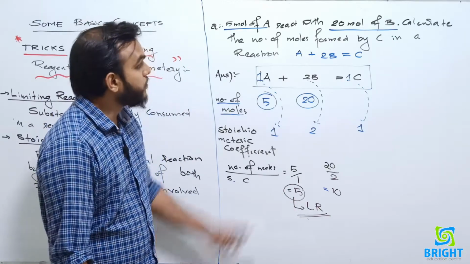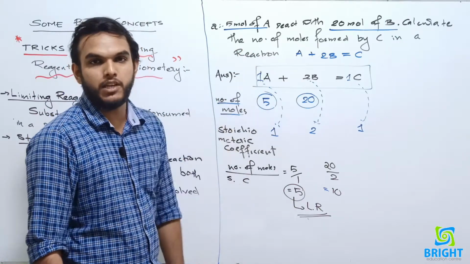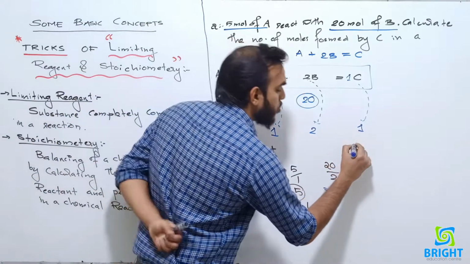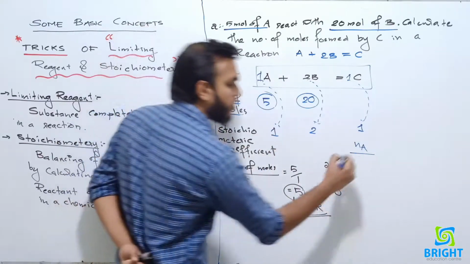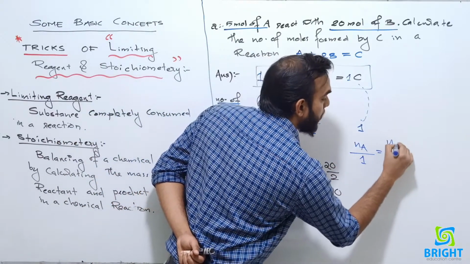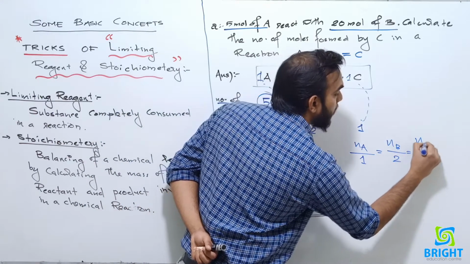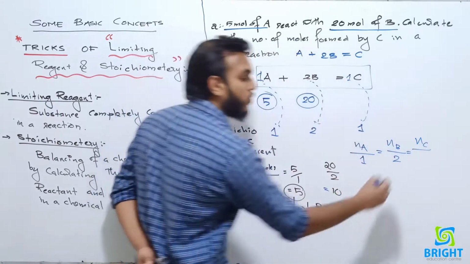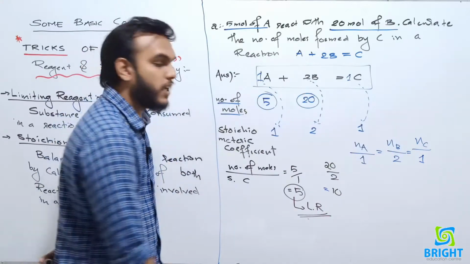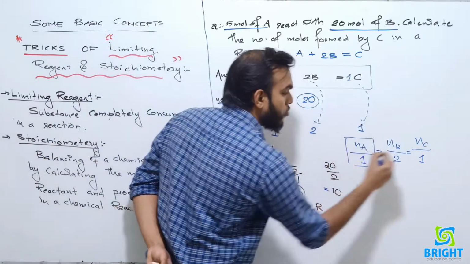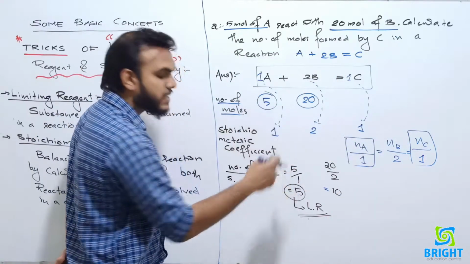You got it? Then the question asks to calculate the number of moles of C formed in the chemical reaction. So to calculate the number of moles, I am writing this equation: number of moles of A divided by its stoichiometric coefficient 1 will be equal to number of moles of B divided by its stoichiometric coefficient 2, which will be equal to number of moles of C divided by its stoichiometric coefficient 1. So to calculate the number of moles of C, we have to use the first equation, because here A acts as the limiting reagent.